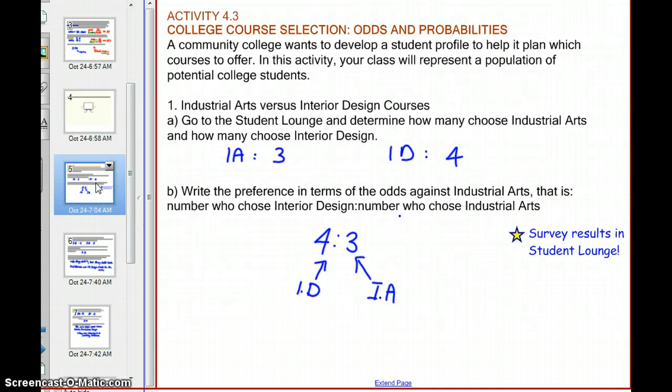College course selection. So you need to go now to the survey results that are posted in the student lounge and create a data table that shows how many people chose each of the numbers given there. So number 1, IA versus interior design. So 3 people so far have chosen IA, 4 people have chosen interior design. So if we're writing that in odds, we'd write 4 to 3 since we're comparing interior design to industrial arts. So 4 chose interior design, 3 chose industrial arts.